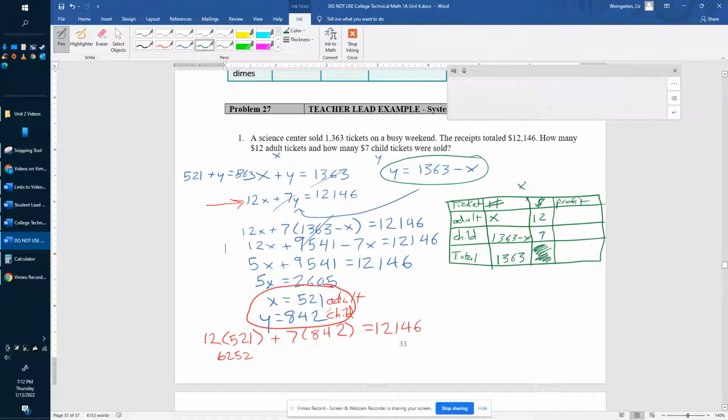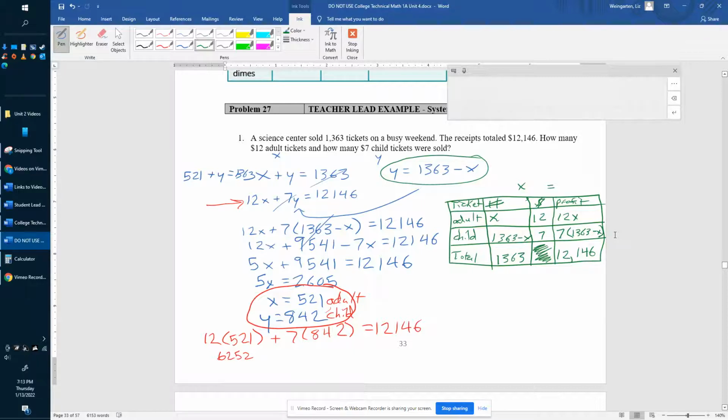Here we multiply these two columns together and set it equal to the last column. 12x is the profit for adults. 7 times (1363 minus x) is the profit for children. And the total profit we're told in the problem is 12,146.